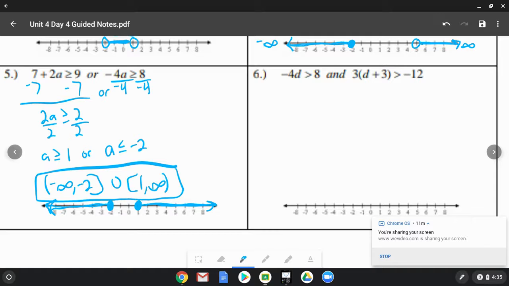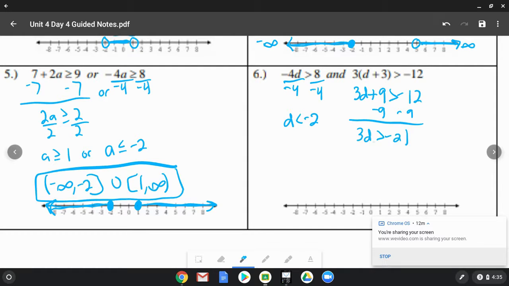And then for the last one, for 6, we do the left side. So we divide by -4. That flips the inequality around. And then we distribute here. So this is a little bit more work. And then we subtract 9. And then we divide by 3. So that one had a few steps there.